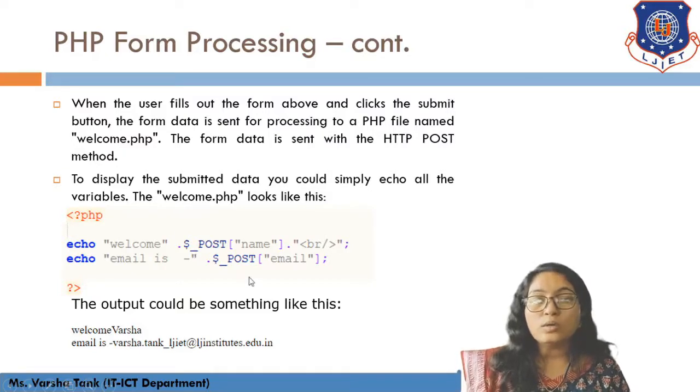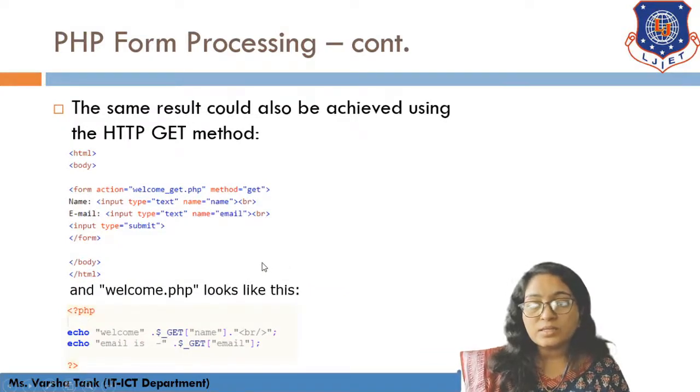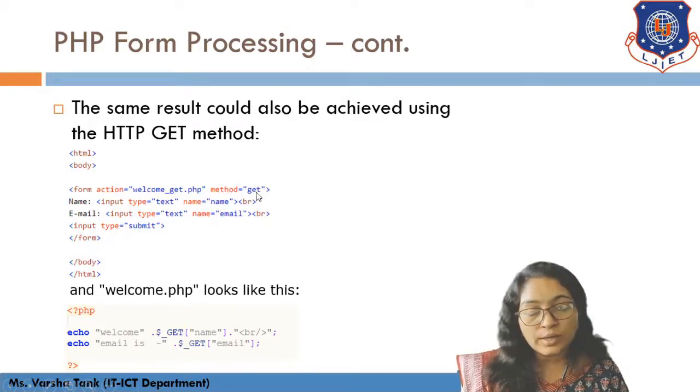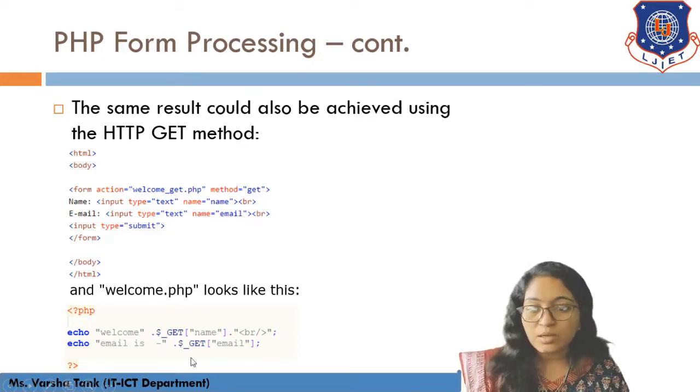Okay. Now let's see the next also with this. Then we will see the practicals. Okay. The same result we can achieve using the HTTP GET method. Okay, as we have used the POST method, in the same way we can use the GET method. Here you just have to define method is equal to get, and in place of $_POST you have to use the $_GET method. So here you can see this method is just get, that is the change in it, and here in the PHP file you have to use the $_GET, and the name is the same.